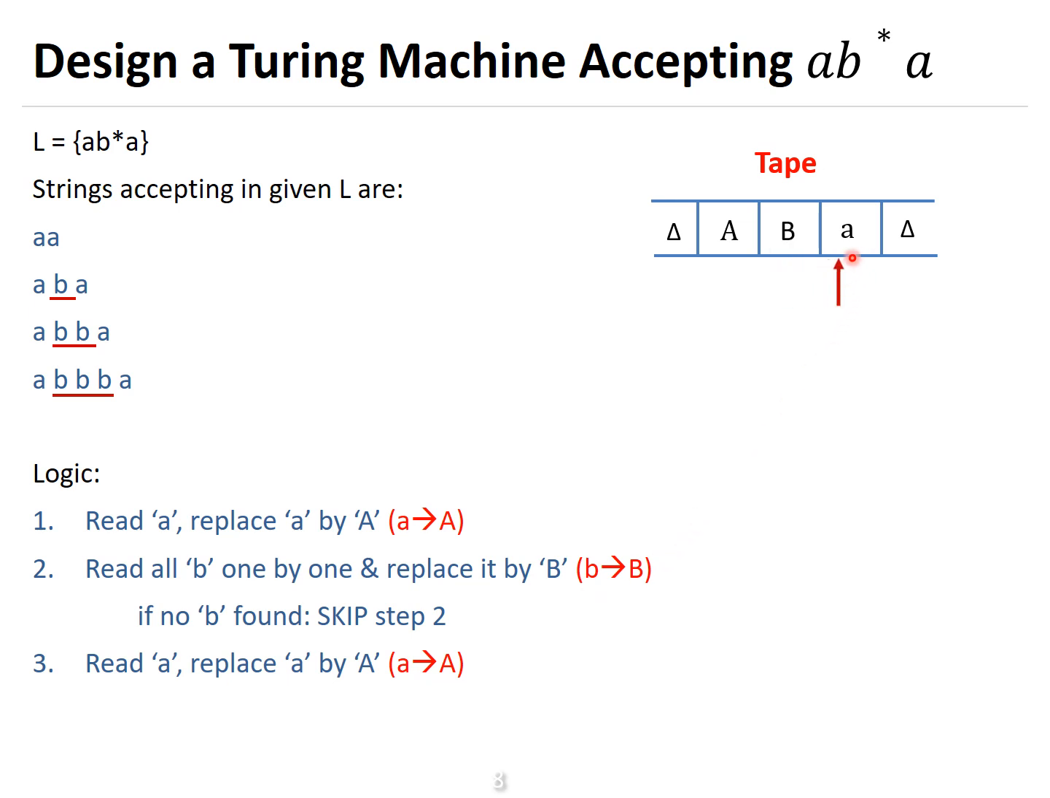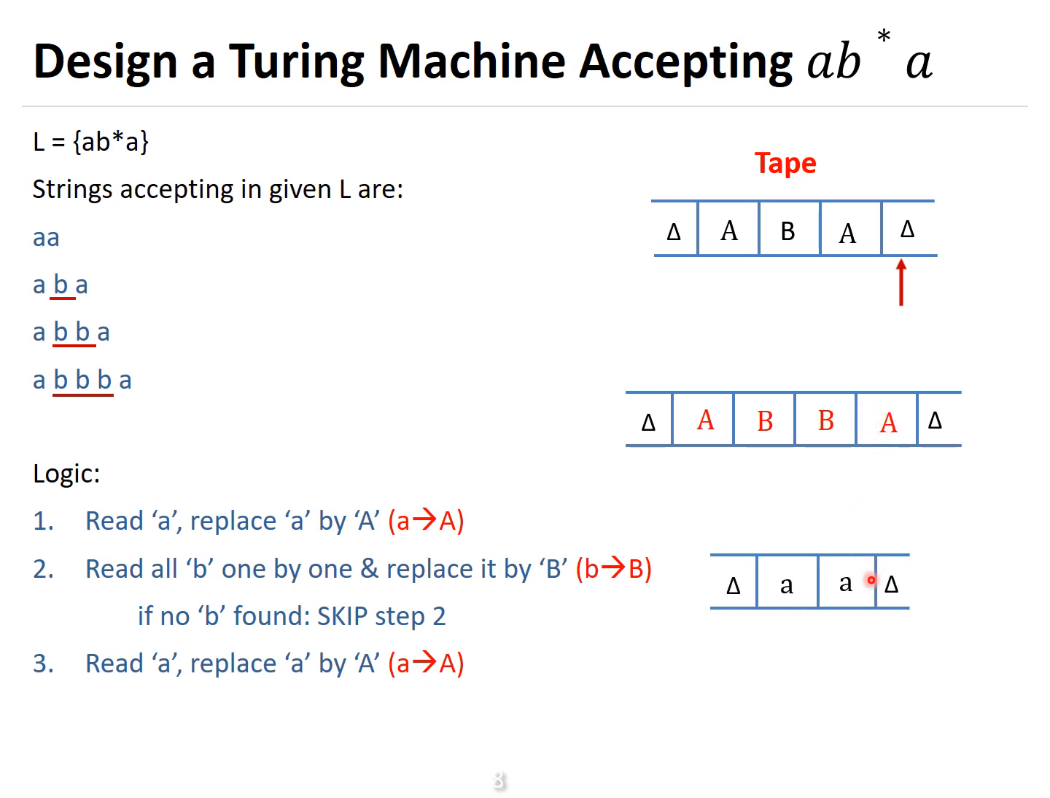So what is the next one? It goes to step 3. In step 3, read that small a, replace small a by capital A. Then move one step to the right. That means there is no more symbol. You read that delta, replace it by delta and stop. I have taken one more example for better clarity to understand this logic. You read that A, replace by capital A, then again B, and there is one more B; read all those B's one by one and move to the next symbol.